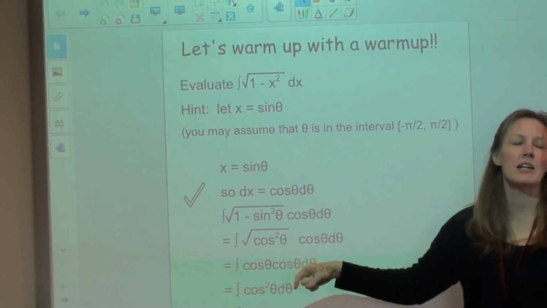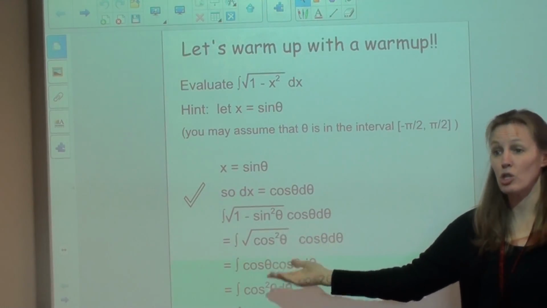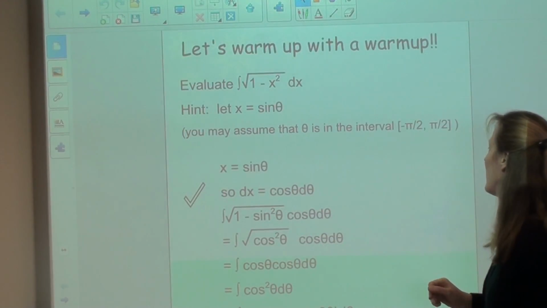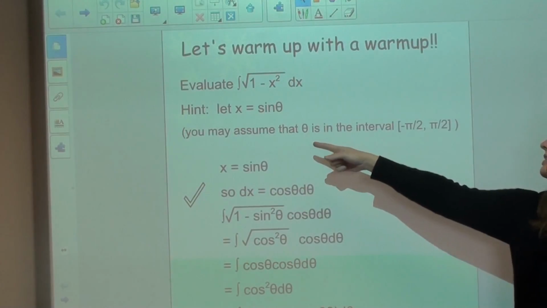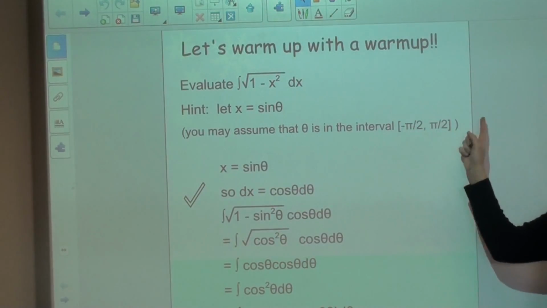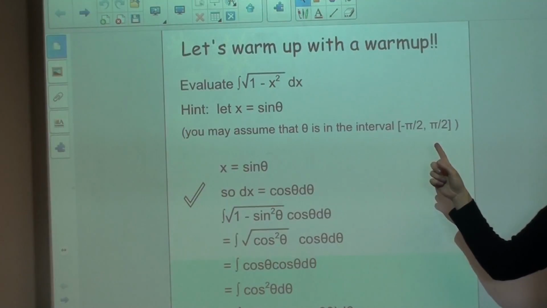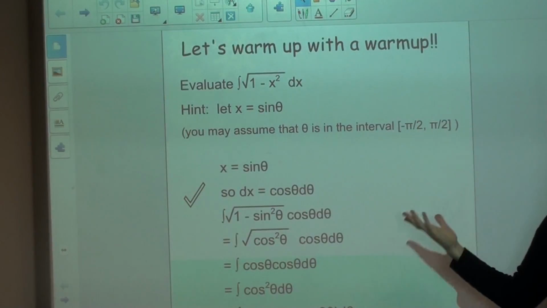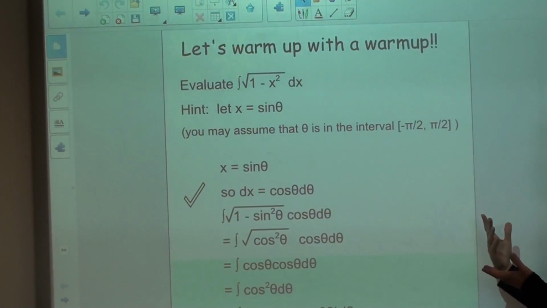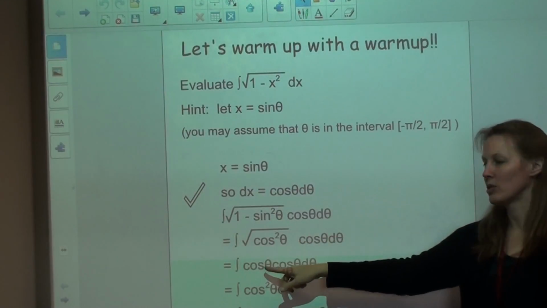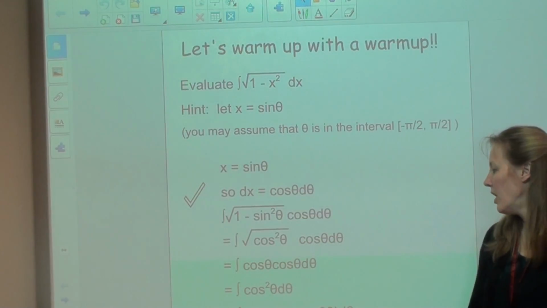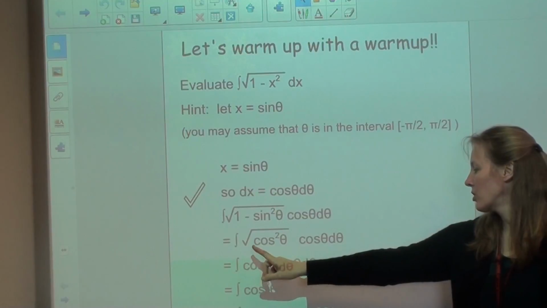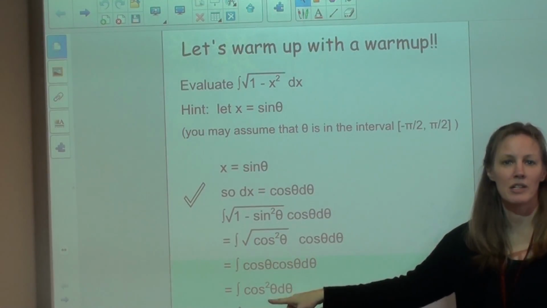Now, normally you can't assume that the square root of cosine squared is cosine, but for this problem you can, and the only reason is because it's told at the beginning to let theta be in this interval. If theta is in this interval, that means cosine is positive, and therefore the square root of cosine squared is equal to cosine. So what we end up with is cosine times cosine, which is cosine squared.